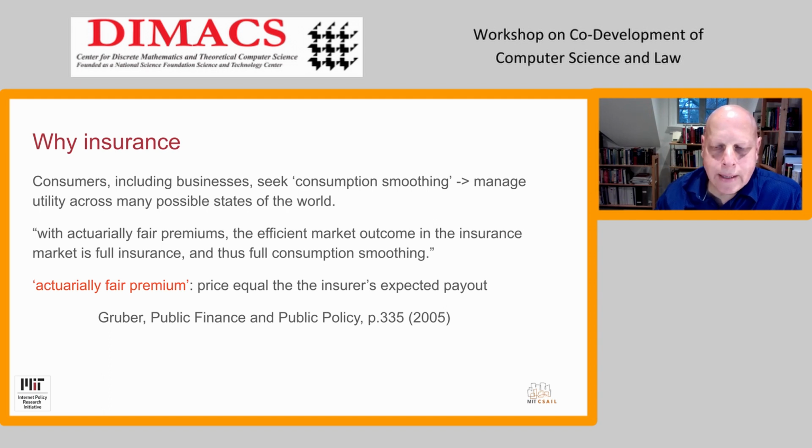The basic idea behind insurance is to produce what's known as consumption smoothing. What that means is that individuals want to be able to manage their utility, that is, manage their costs across a whole number of different states of the world. Most people in the US will buy health insurance because they know that there are certain points in time when they may have very, very large healthcare costs that they have to manage, and they're willing to spend a certain amount of money every month to be able to smooth out those costs.